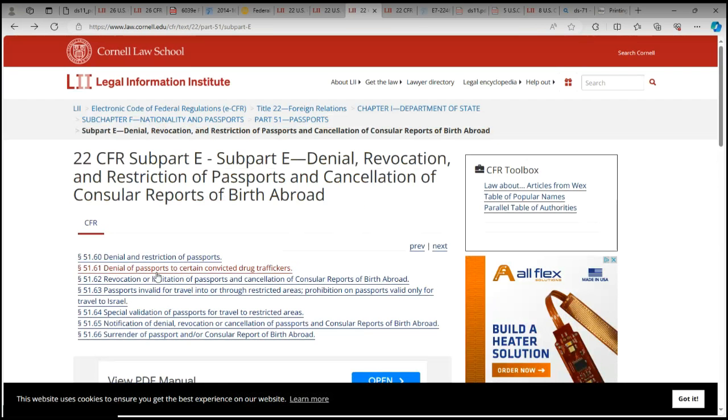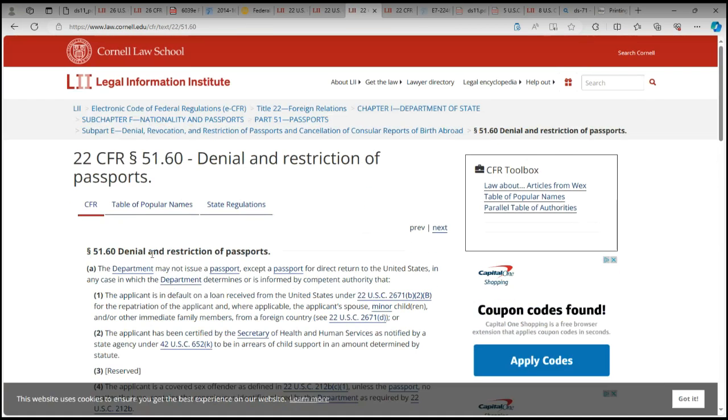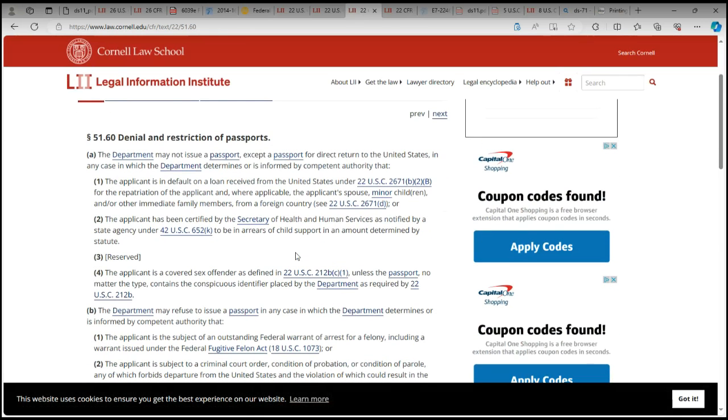No, wrong one. So denial and restriction of passports. The department may not issue a passport except a passport for direct return of the United States in any case in which the department determines or is informed by competent authority that 1. The applicant is in default of a loan for the repatriation of the applicant, and where applicable, the applicant's spouse, minor children, and other immediate family from a foreign country.